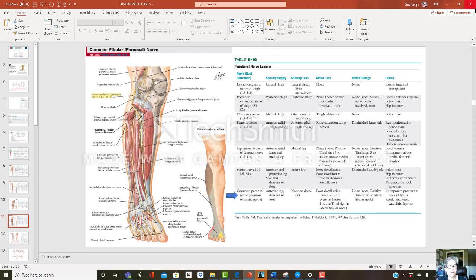The common fibular peroneal nerve, L4, L5, S1, S2. Division of the sciatic nerve, anterior leg, dorsum of the foot. So, the common peroneal nerve.